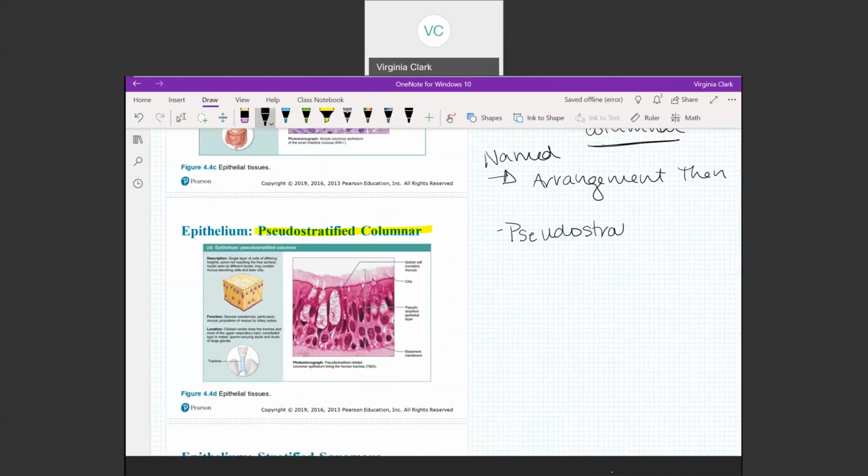Pseudo-stratified columnar. Pseudo means fake. So essentially this is fake stratified. This is actually going to be one layer thick, so it's not stratified. It is actually considered simple, but it doesn't look like it. It's actually going to be one layer, but it looks stratified, so it's called pseudo-stratified. It is one layer thick, and it is going to be in a column shape, but the columns are not going to be even, and the nuclei will be at different heights. That nuclei at different heights is what gives it the pseudo-stratified appearance.